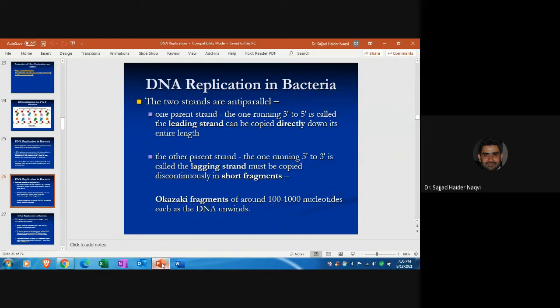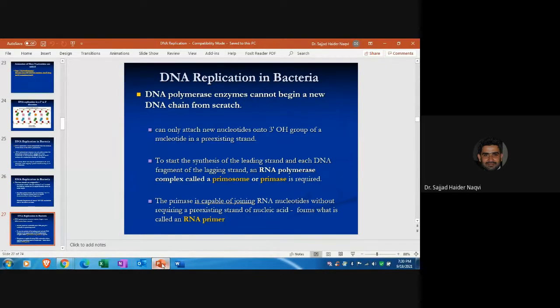So when the synthesis is going on on the lagging strand, using it as a template, we have small fragments of 100 to 1000 nucleotides synthesized sequentially. And then once this process is completed, these fragments are joined together. These fragments will be connected together to make a whole complete new chain. So that's why there is a difference when it comes to the synthesis of a new strand on the leading strand and on the lagging strand.